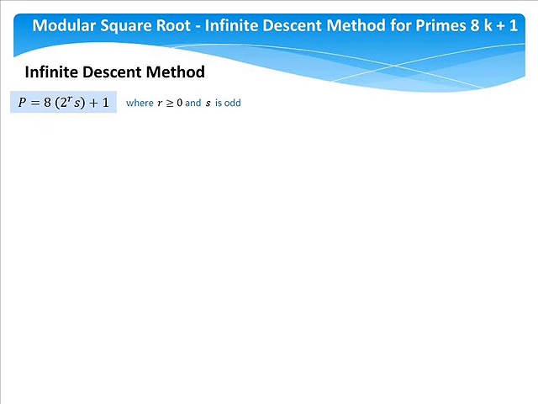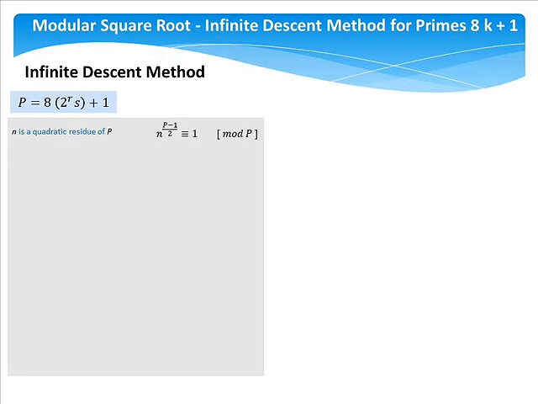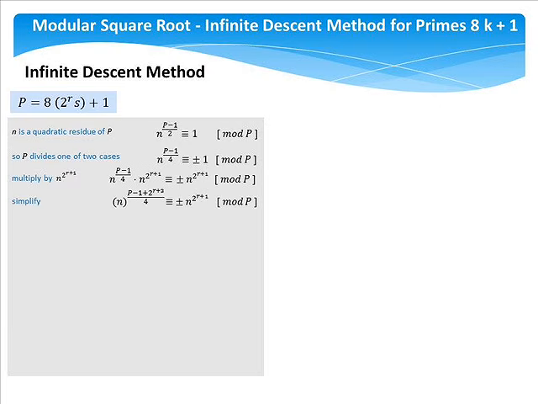We express k as 2 raised to r times s, where r is equal to or bigger than 0 and s is odd. Since s plus 1 is even, we write s plus 1 equals 2 raised to w times z, where w is equal to or bigger than 1 and z is odd. First, we check that n is a quadratic residue of p, so p divides one of these two cases. Second, we multiply both sides of the congruence by n raised to 2 raised to r plus 1 and simplify.